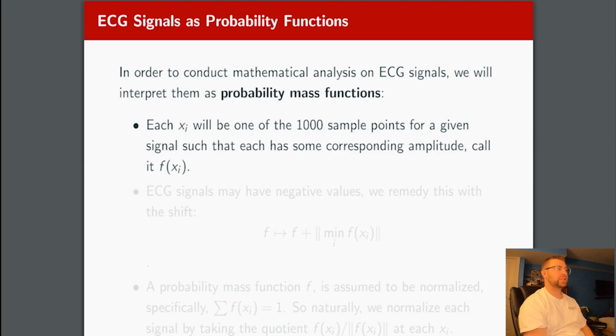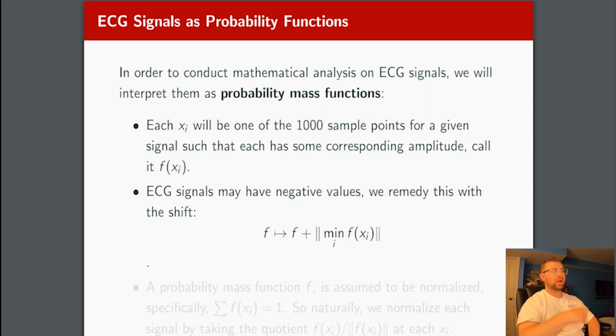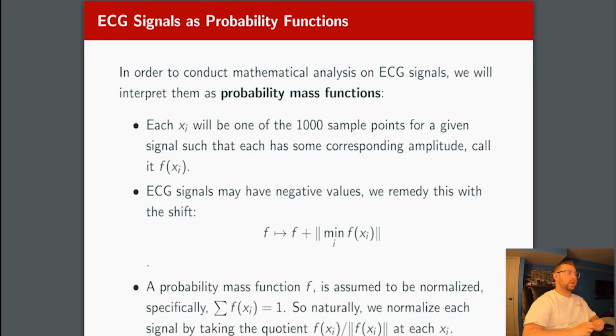So we'll come up with this mesh xi, which will be just 1,000 samples. And then we'll just have a corresponding amplitude or function value at this point, just some function f. But we need to make some changes to these ECG signals first to make them probability functions, right? ECG signals may have negative values, and so we took care of this with a vertical shift. We just took every point and shifted it up by the minimum, which is straightforward. And then a probability mass function is also assumed to be normalized, so we just normalized each signal by scaling it by this amplitude, which is also pretty straightforward.